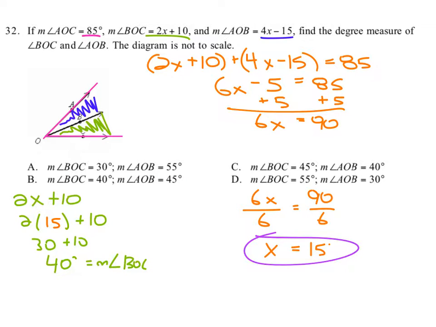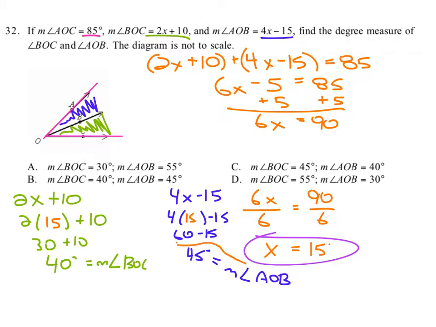And then likewise, we're going to take 4x minus 15. Say that is 4 parentheses 15. That's 60 minus 15, or 45. 45 is equal to the measure of angle AOB.